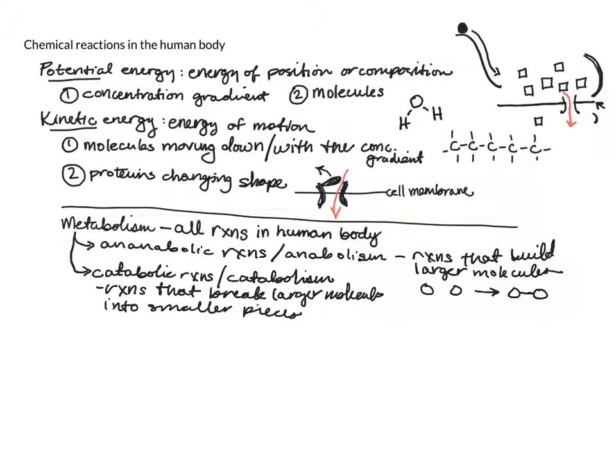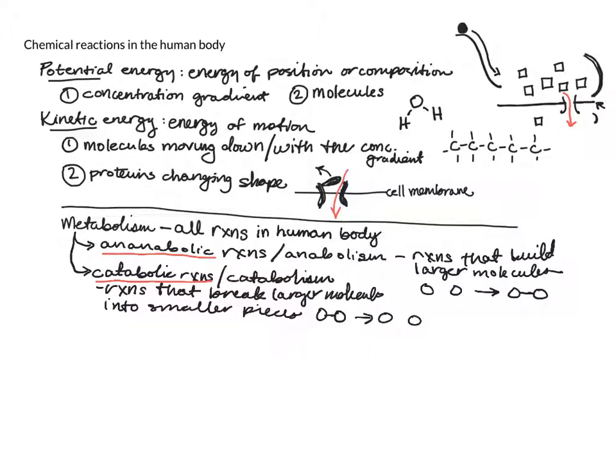And of course, if we have a big molecule here, we can perform a reaction on it and break it into two separate pieces. That would be a catabolic reaction. All right, so these terms of anabolism and catabolism are quite general terms to describe any reaction that builds things up and any reaction that breaks things down.